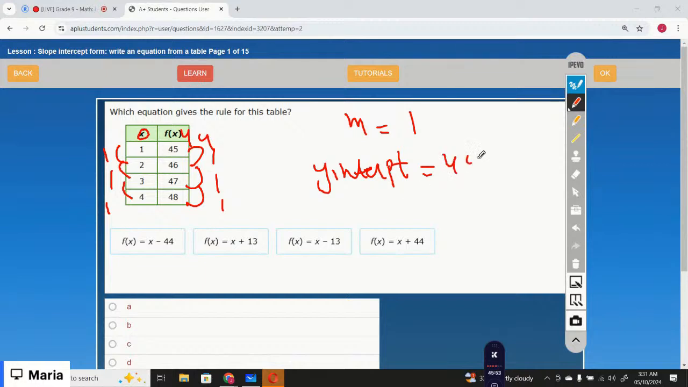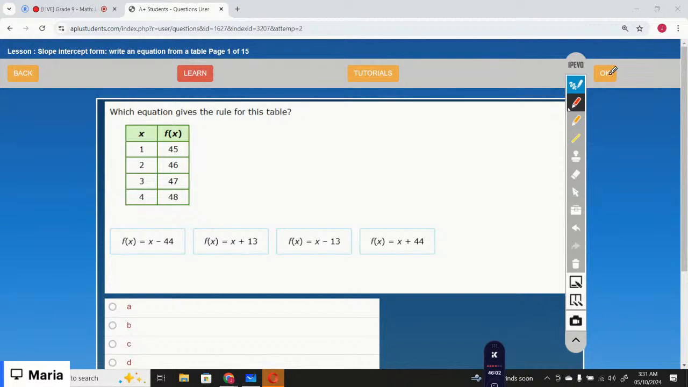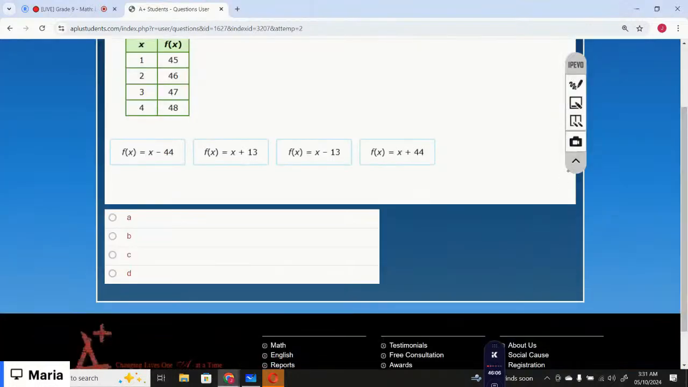So the correct option is option number 4, option D. That is f of x equals x plus 44. Got it? The correct option is x plus 44, option D. Got it?